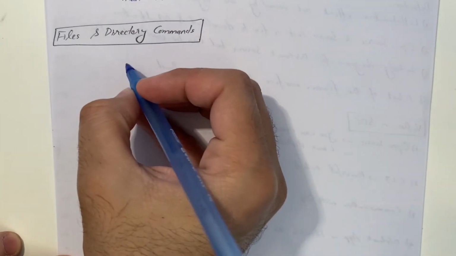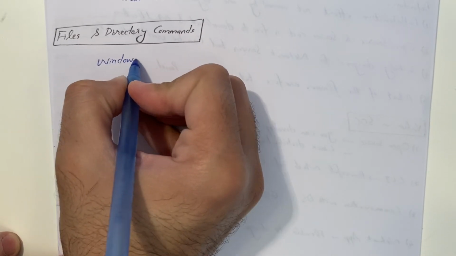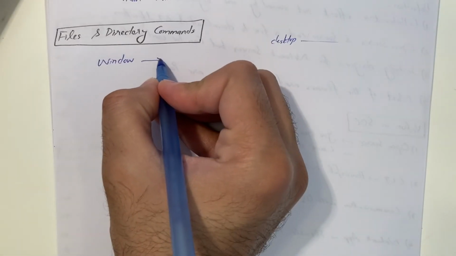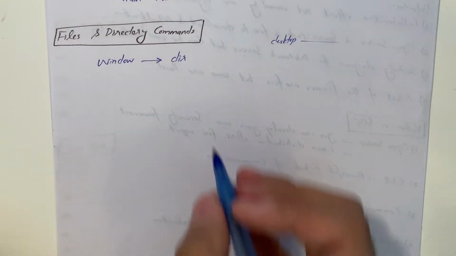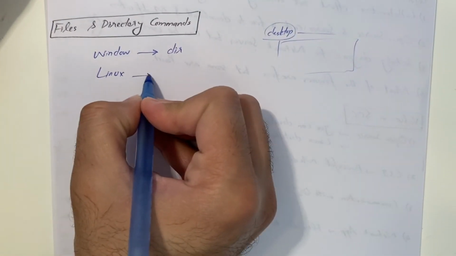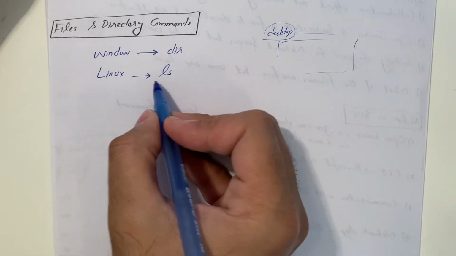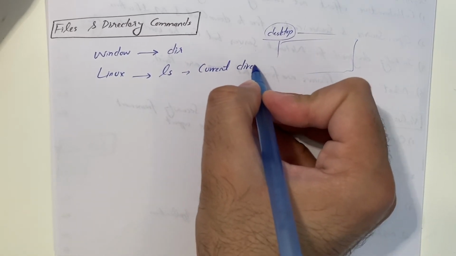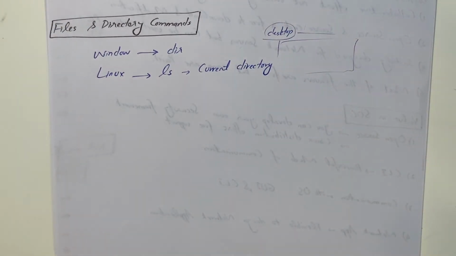For some of the file and directory commands, for example, let's say you are in Windows and you want to display the current directory. Let's say you are in the desktop on the CLI and you want to see the folders or files on your desktop. In Windows, we just type dir, and it will show you the folders or files in that particular directory. In Linux, the command to display the current directory is called ls, for list. It will show you all the folders and files in that directory.